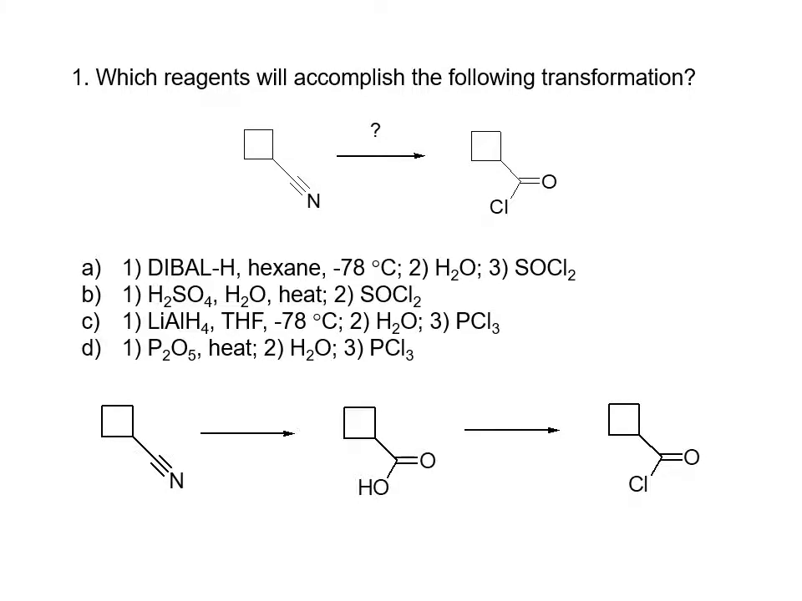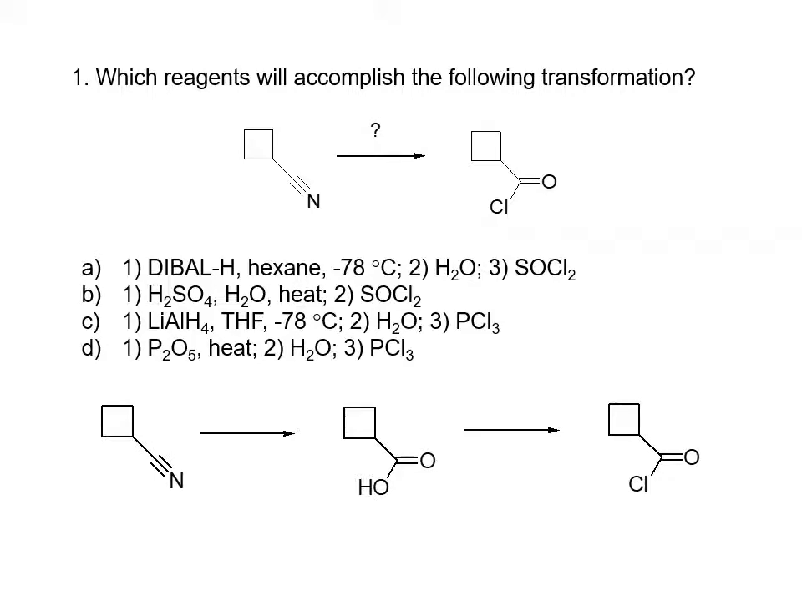So A is reaction with DIBAL-H and hexanes. That's not how we convert nitriles. Those are not hydrolysis conditions. These are reduction conditions. B, we have hydrolysis. This is acid catalyzed hydrolysis of nitrile. Sulfuric acid as a catalyst in aqueous solution with heating. And then the second step, reaction of the resulting carboxylic acid with thionyl chloride gives acyl chloride. So that appears to be correct.